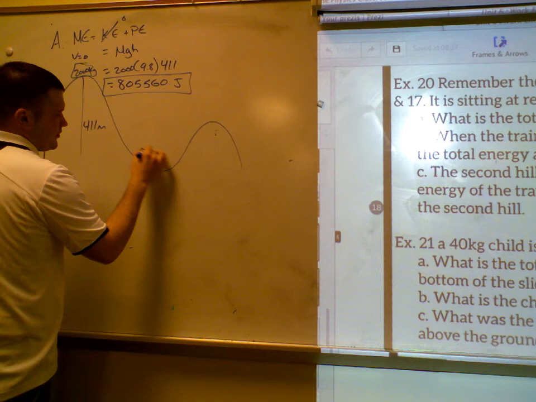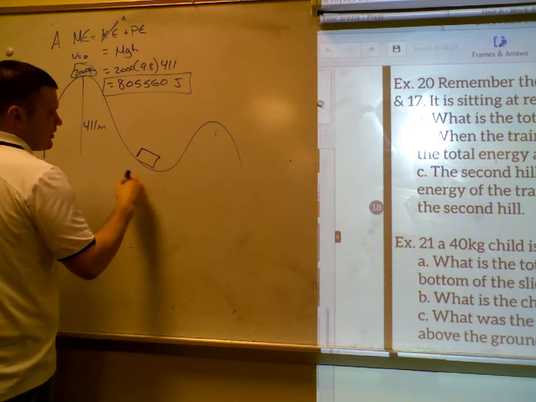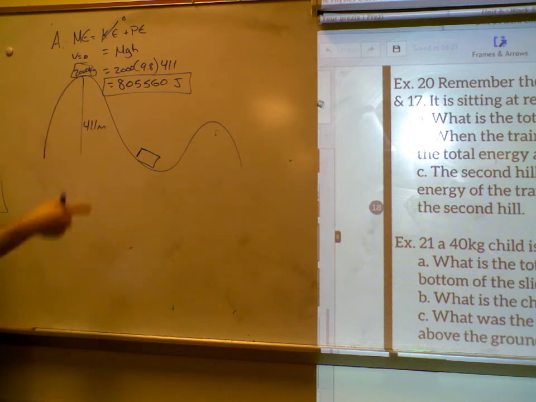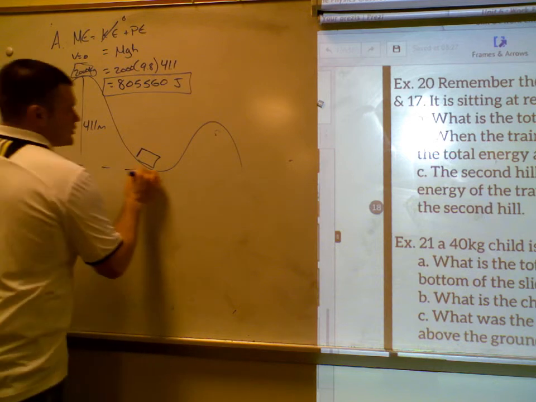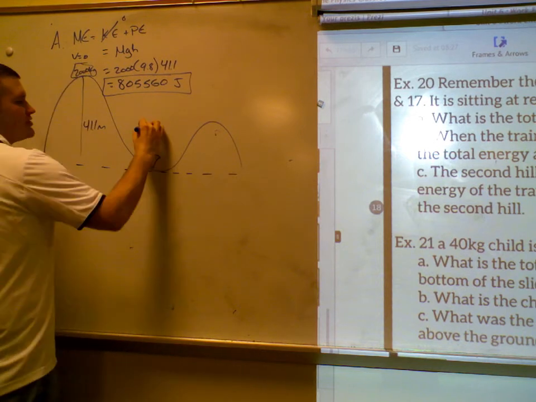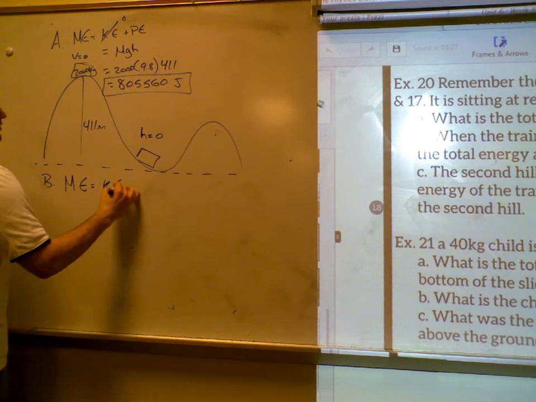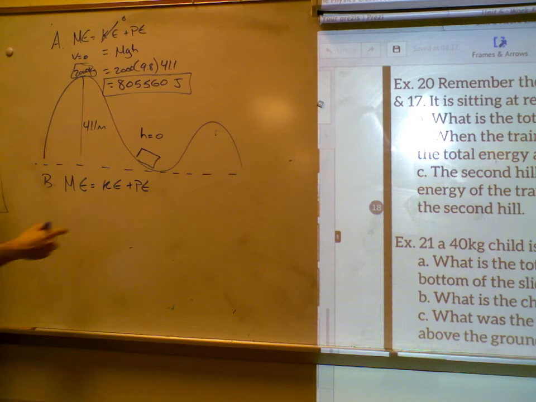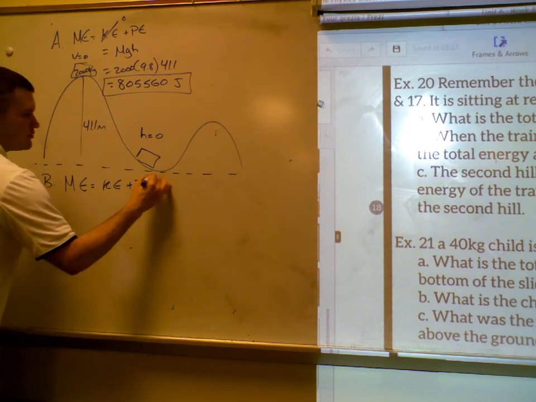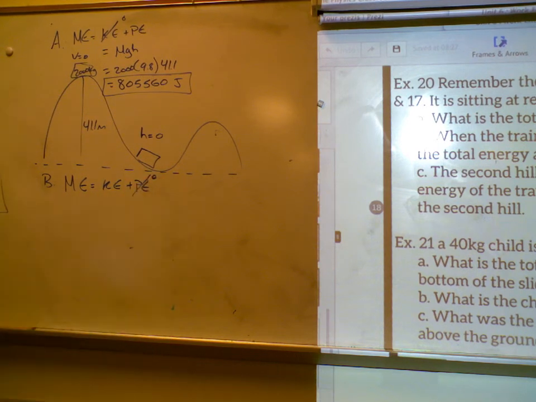It goes down the hill and we get down here at the bottom, right? What happens to all that potential energy? All this potential energy turns into kinetic energy, because down here at the bottom of the hill, we're assuming the height is 0. So our mechanical energy is still KE plus PE, but the PE is 0. Does that make sense, guys?